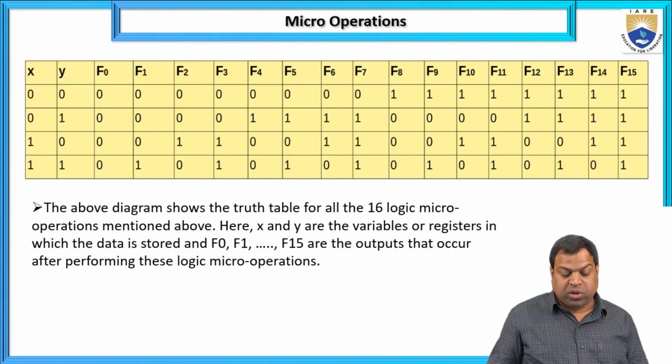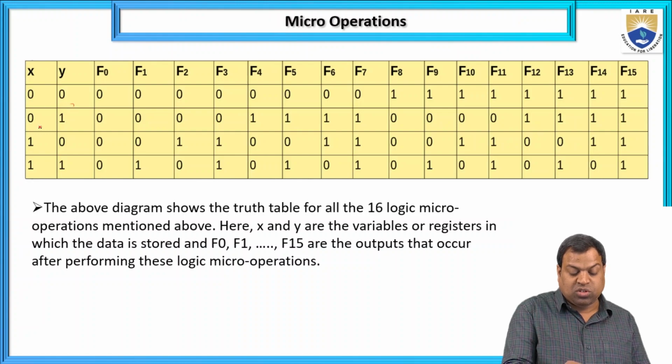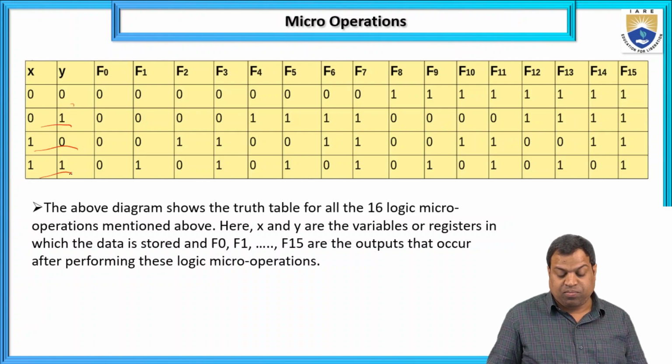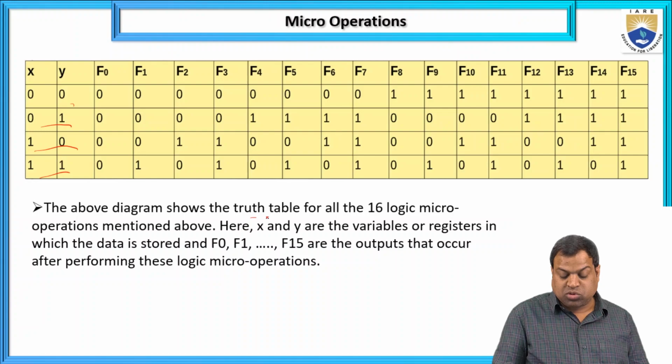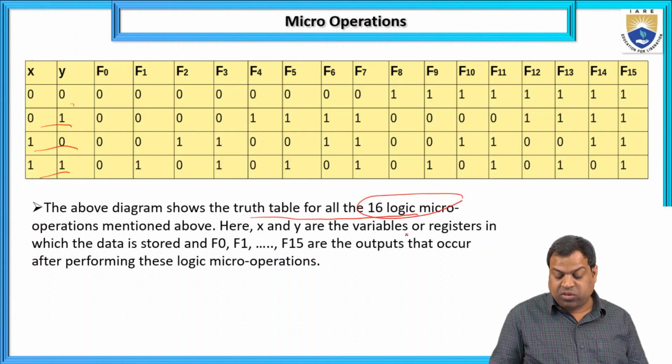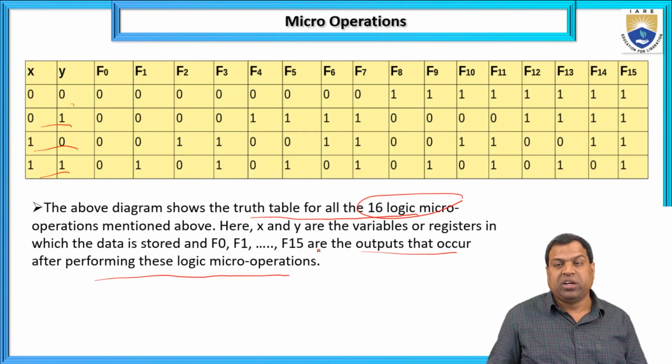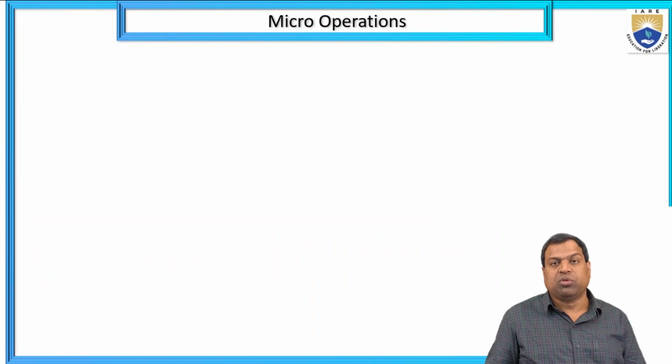This is an example of microoperations with two inputs: 00, 01, 10, 11. The above diagram shows the truth table of the 16 logic microoperations, where X and Y are the variables or registers of the inputs, and F0 to F15 are the outputs that occur when performing the logical microoperations. Here the 16 logical microoperations are performed with the two input values.